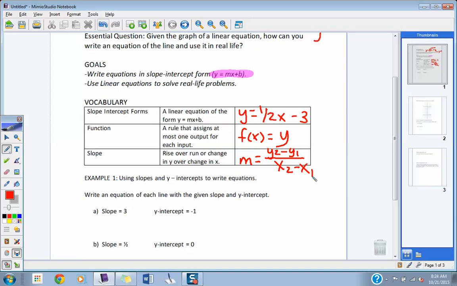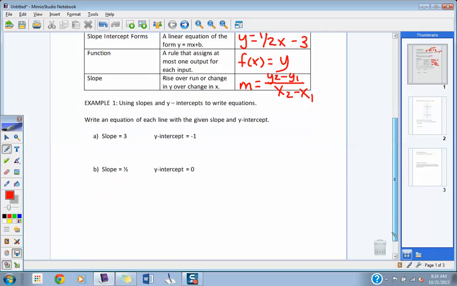Example 1, very easy. Things are going to get progressively more difficult here as we move through the notes. Example 1 says, use the slope and the y-intercept to write an equation. If they ever say, I want you to write an equation for this section, I want you to think, all right, well, start out with a general formula. Y equals mx plus b.